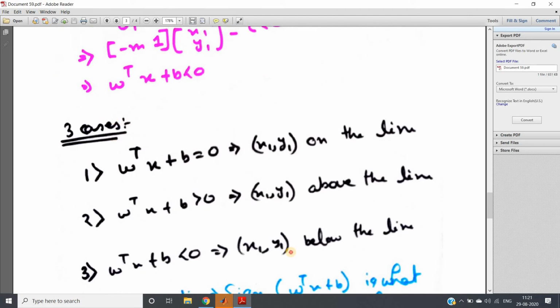So this is the conclusion of three cases. Case 1: omega transpose x plus b equal to 0 when (x1, y1) is on the line. Omega transpose x plus b greater than 0 when (x1, y1) is above the line. Omega transpose x plus b less than 0 when (x1, y1) is below the line.